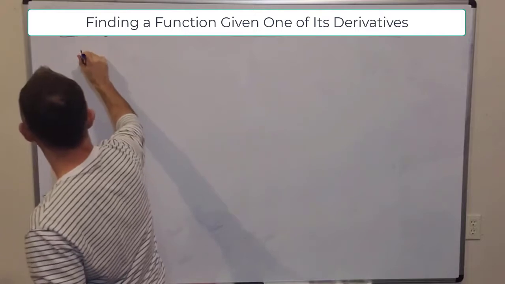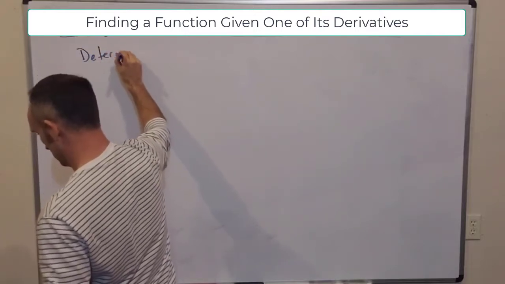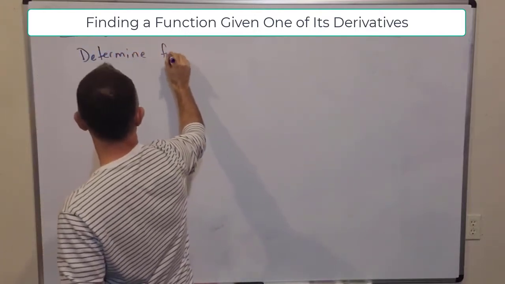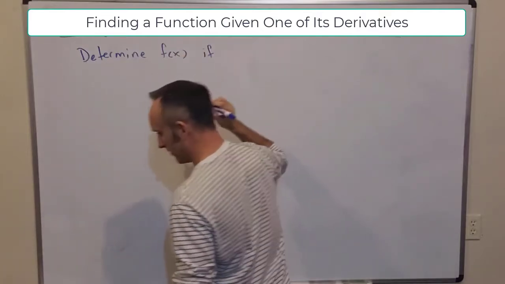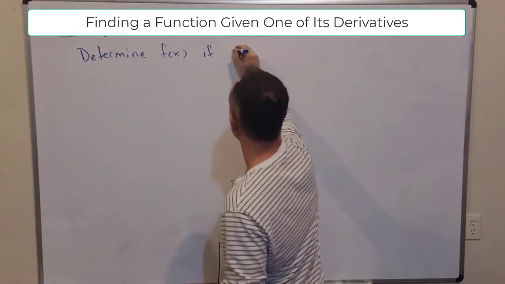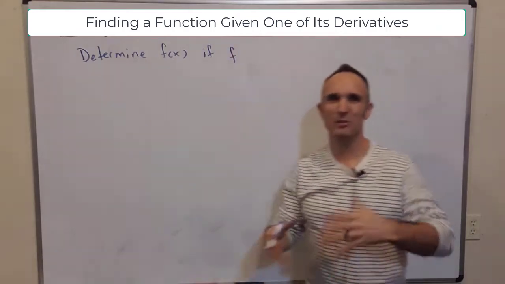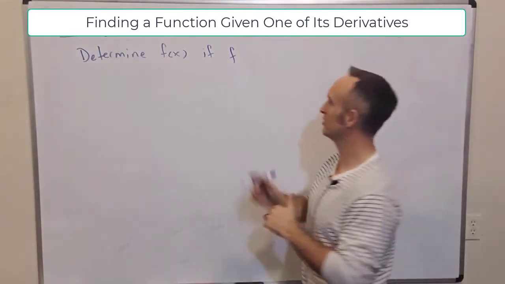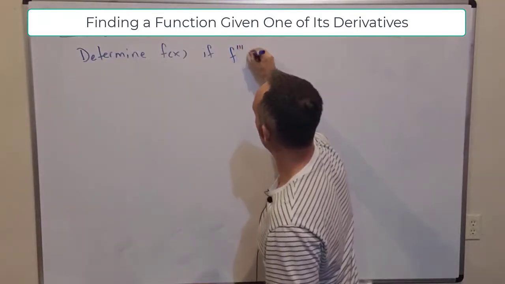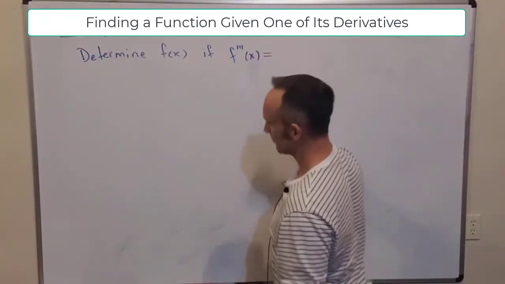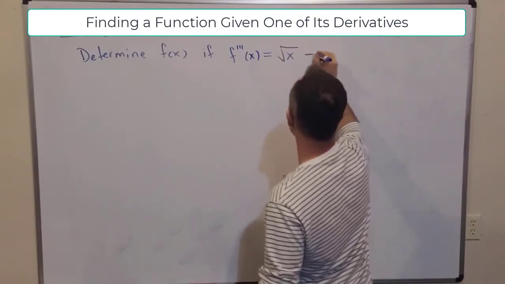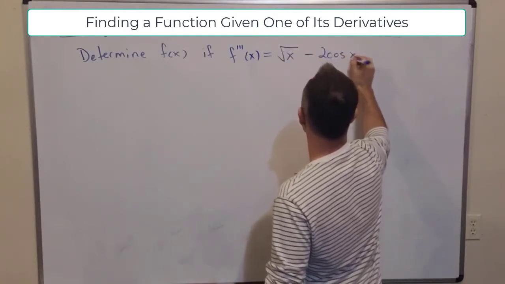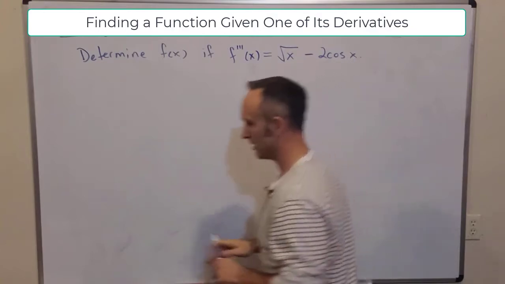Let's determine f of x again. If f, we're just going to be a bit excessive here. That's okay. If f triple prime of x equals the square root of x minus 2 cosine of x. Okay?